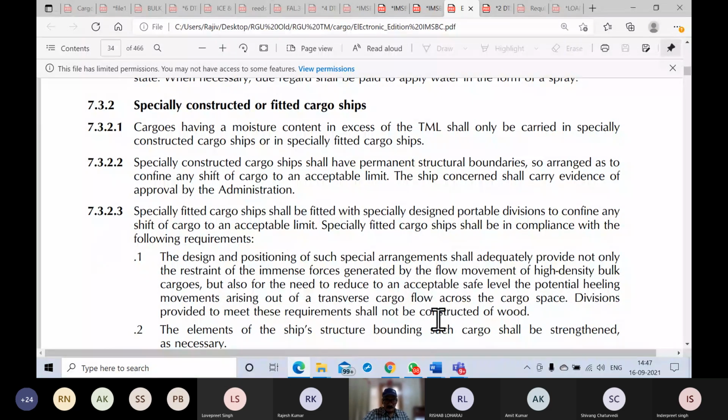Some ships are constructed especially for loading these kinds of cargoes, but chances are very little that we will work on one of them, because these are specially constructed cargo ships. They have permanent structural boundaries, so arranged to confine the shift of cargo to an acceptable limit. If this is the case, of course, then you can load, but this shall carry evidence of being approved by the administration. Or portable divisions to confine any shift of cargo to an acceptable limit.